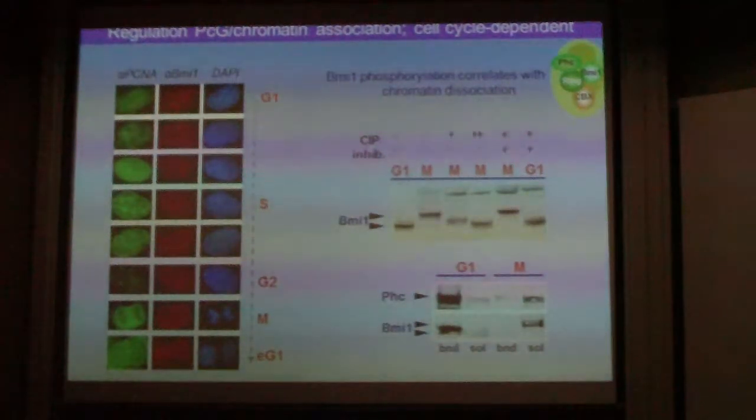What is the meaning of the higher bands? Good question. Can anyone explain this? What is the meaning of this band? Housekeeping gene, maybe? But you are detecting only BMI1. Yeah, so there is BMI1 in the strips.